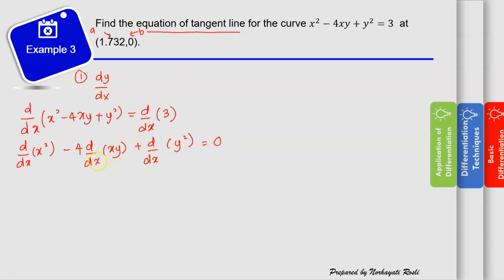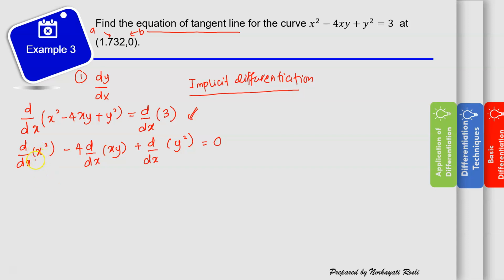And how to do this? You can see you have x and y in this equation. You need to use implicit differentiation. You can refer to my additional note on how to use implicit differentiation for finding the derivative of a function. In this case, it is okay because we just have x squared here, so we differentiate it as in the previous example.